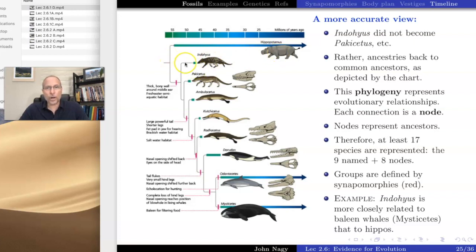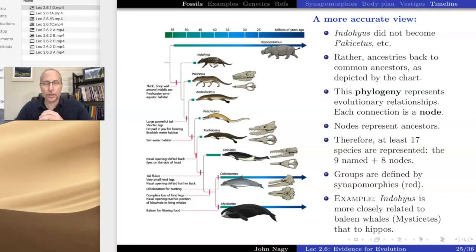What's important is where the depth of the node is. And when we say depth, we're looking at it going to the left. So how deep is that node? The depth of that node gives us what we would expect to be the genetic relationship between the two. So even though in this chart, Indohyus is way far away from the Mysticetes, it actually is genetically more closely related to Mysticetes than it would be to the hippopotamus.